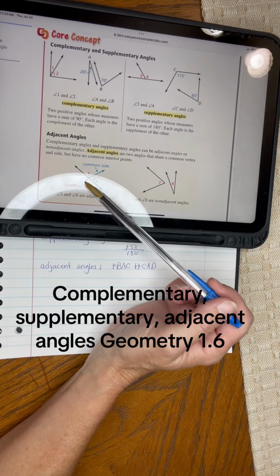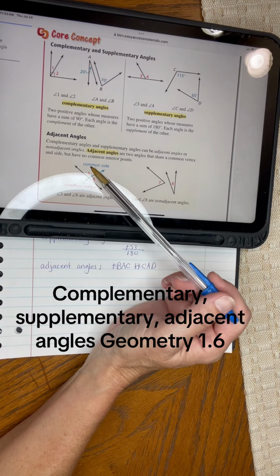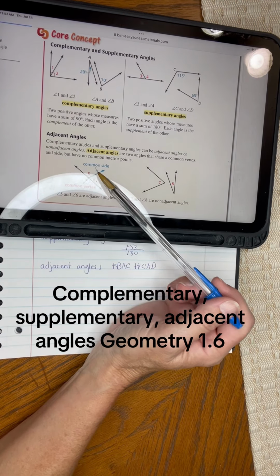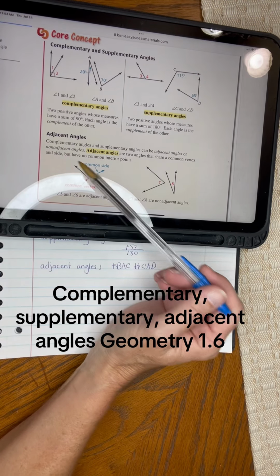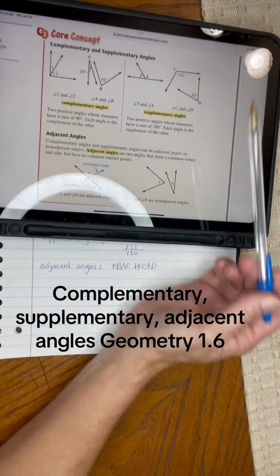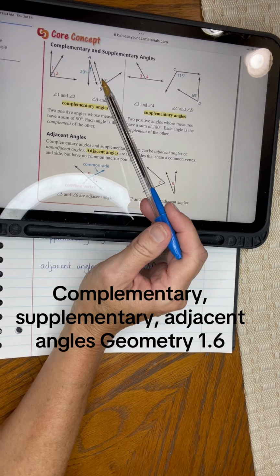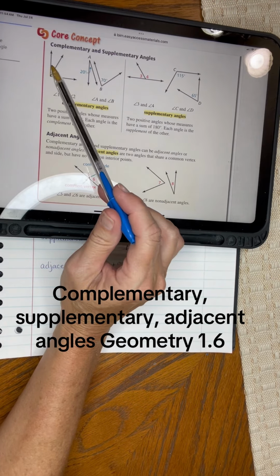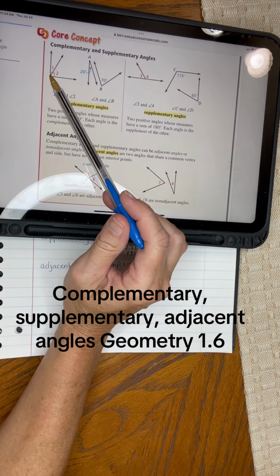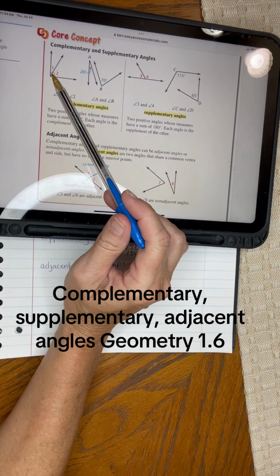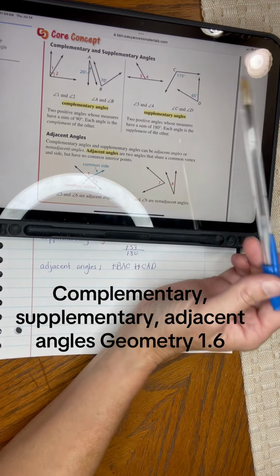They share a common side and a common vertex, but they don't have any points that are in both angles at the same time. There's no common interior points. 20 and 70, if you add them, you're going to get 90. So these are non-adjacent complementary angles. You see the little box here that indicates that this is perpendicular. It's 90 degrees. So these are complementary.